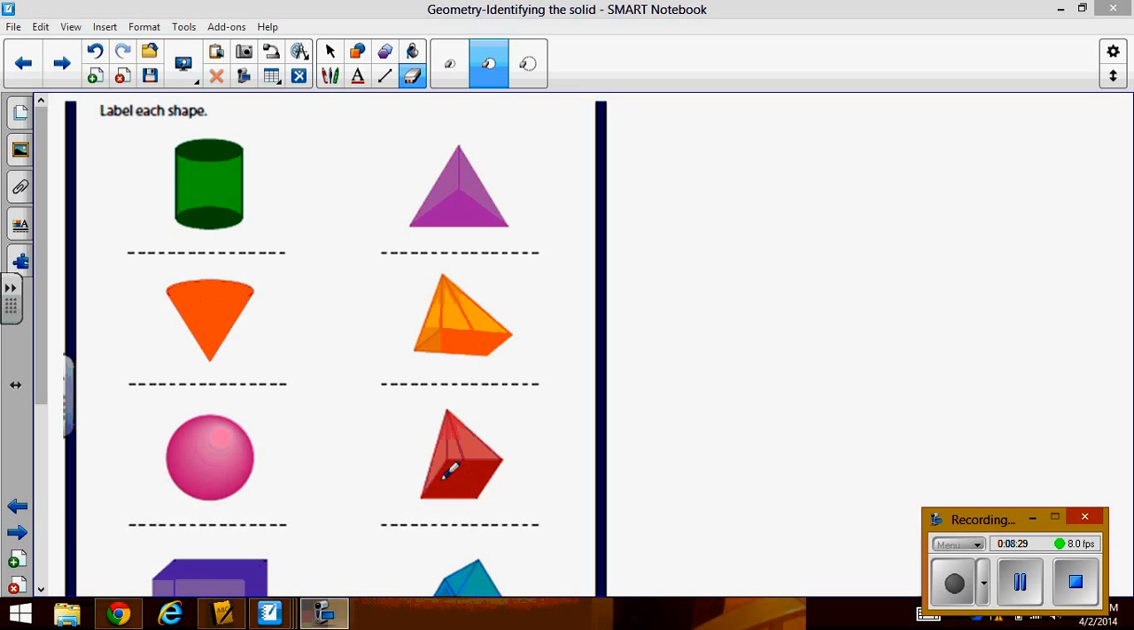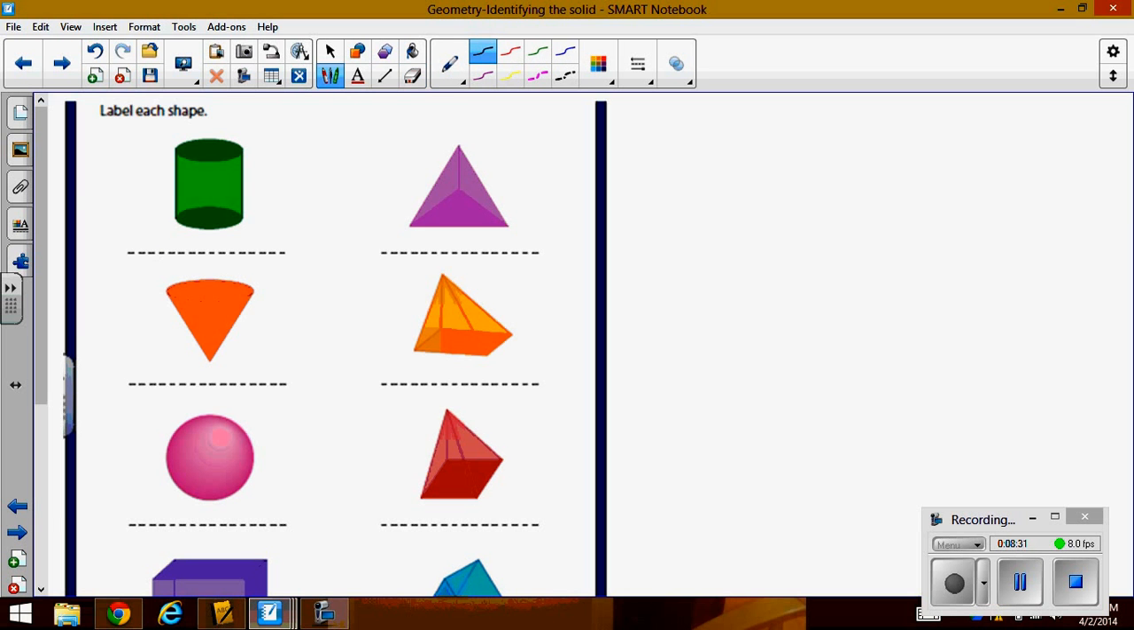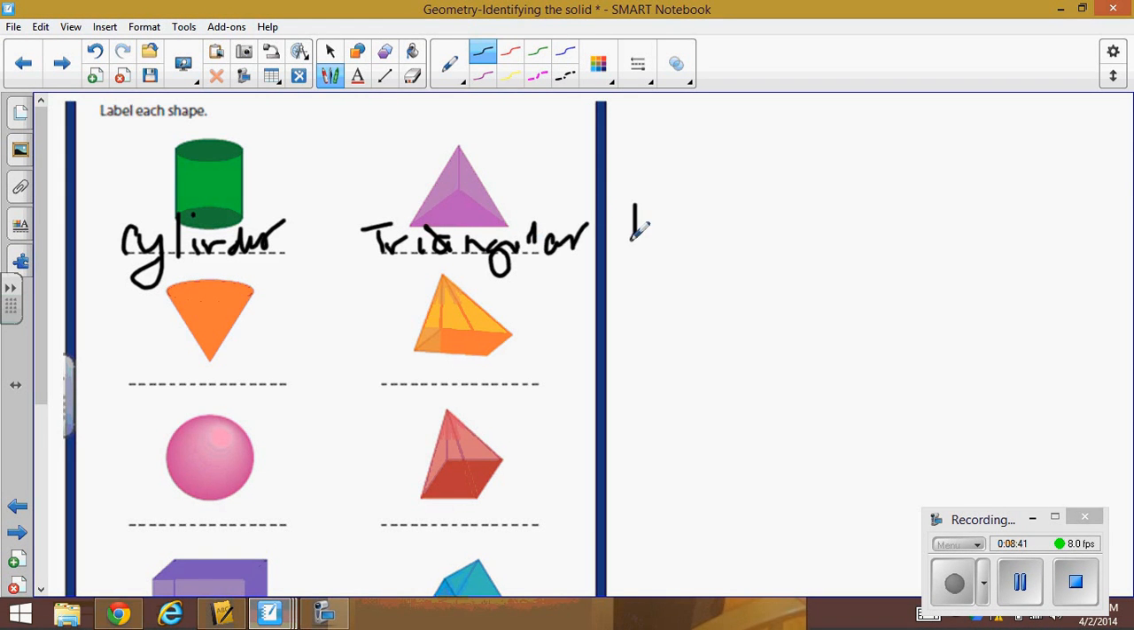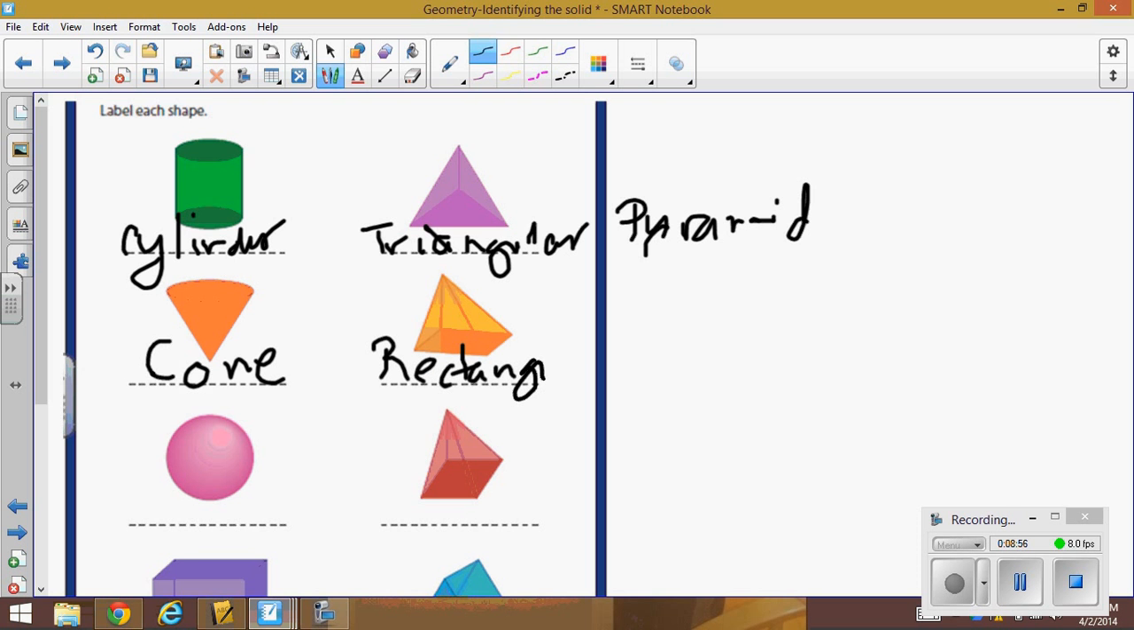So for this one here, we have a cylinder. Okay, this shape here, we have a triangular pyramid. I'm not sure why it's writing like this, I'm sorry. This shape here is a cone. This shape here is a rectangular pyramid. Remember, it's a pyramid because it meets up here at one vertex.